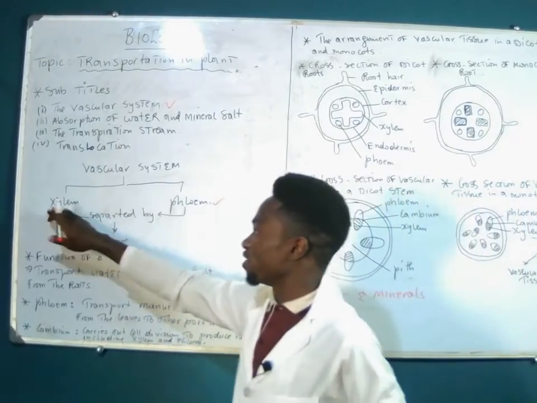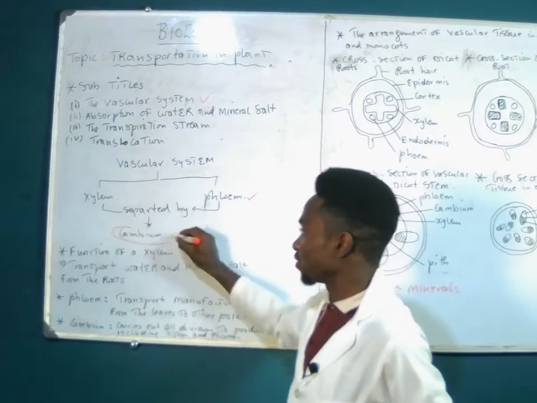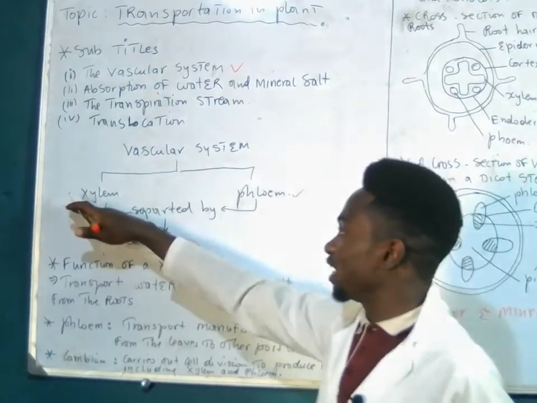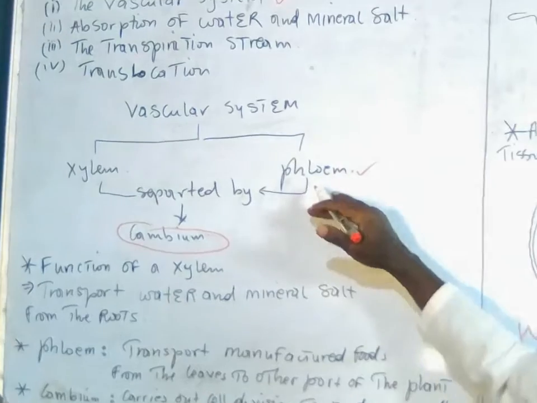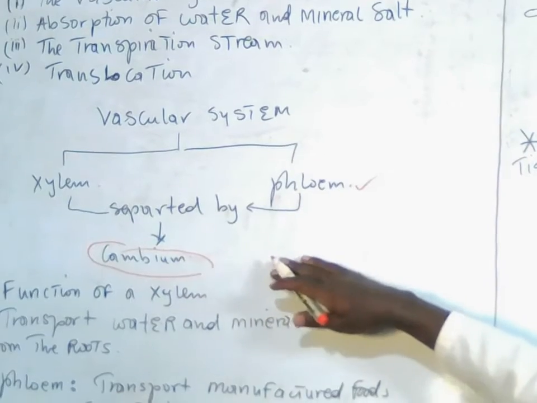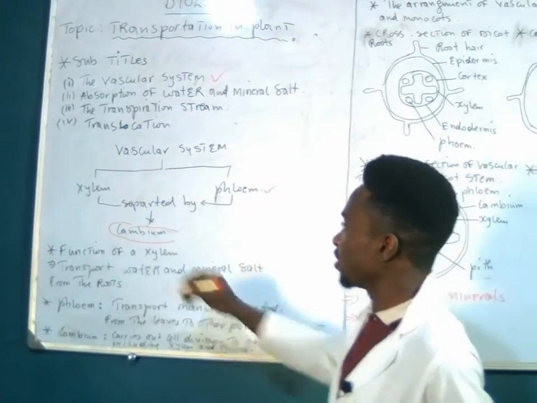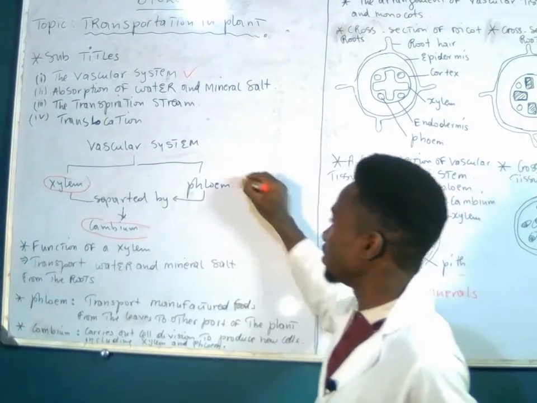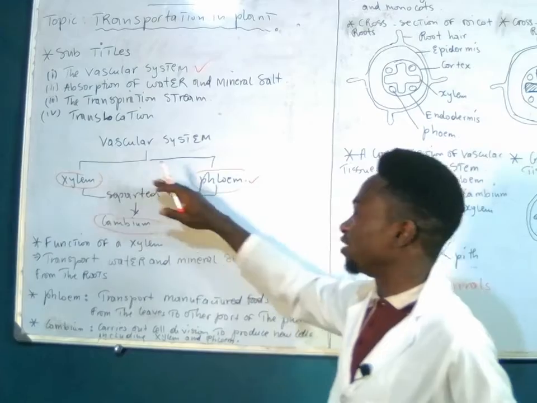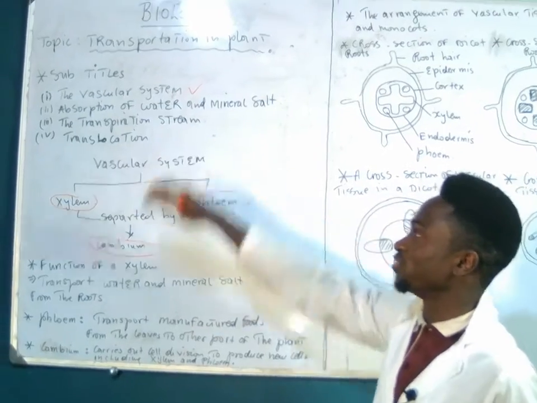Okay, so these two are separated by the tissue known as cambium. The main function of cambium is to separate the xylem tissue and the phloem. The other function of cambium is that it produces new cells. It carries out cell division and produces new cells, including xylem and phloem. Those are the main functions of the xylem and the phloem. Those are the things you need to understand under this subtitle known as the vascular system.